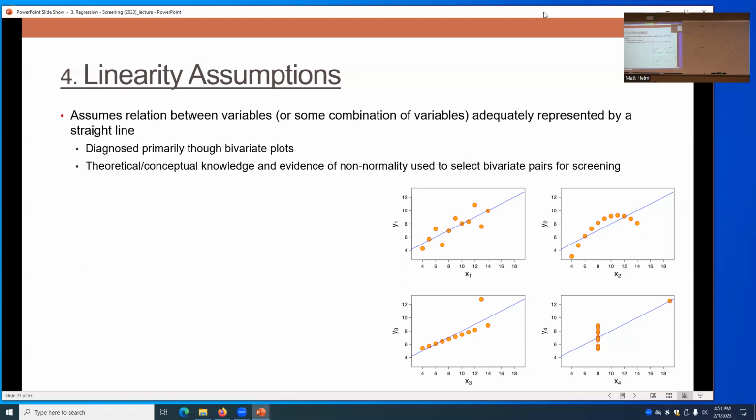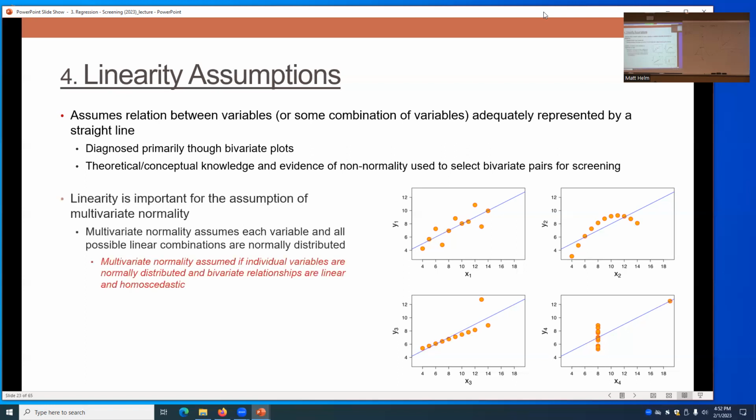The more variables you have in your model, the harder this gets and the more burdensome this becomes. But if I have a variable that has a weird distribution, that's probably going to impact the bivariate relation, and you're probably going to want to take a look at that. So we're using the information we've gotten up to this point to make informed decisions on where we're going to focus our time and effort. Again, this linearity assumption is critical for making a determination on multivariate normality.